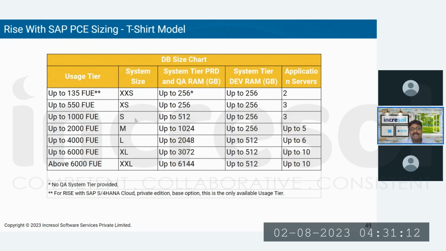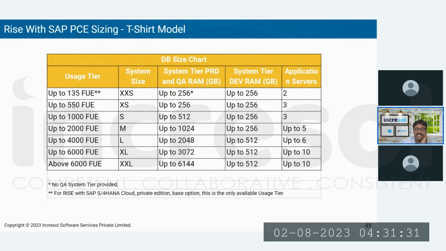Same way, when the FUEs are increasing, that means the number of users is growing and crossing the FUE limits, then you need to go to the next size. There's no other way. That's why FUE is one of the key metrics in understanding your t-shirt size or the hardware size. So cloud sizing will go in this manner.